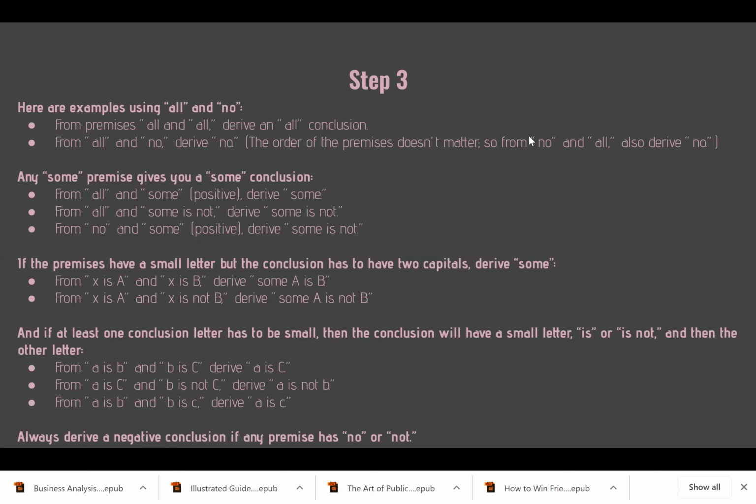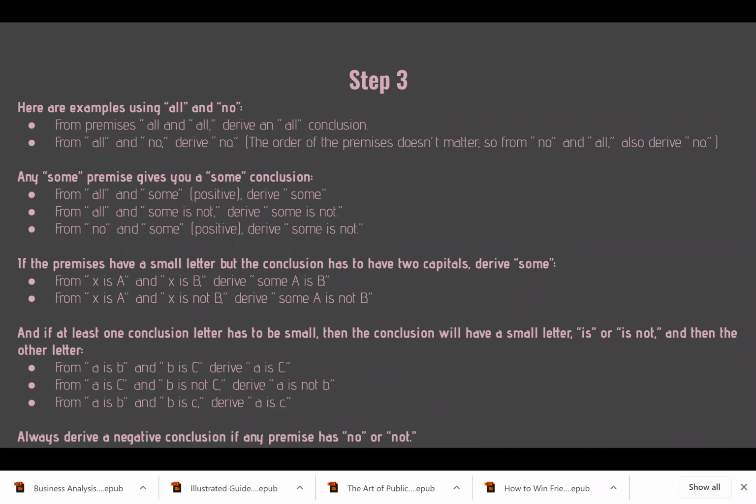If the premises have a small letter, but the conclusion has to have 2 capitals, derive some. From little x is big A and little x is big B, derive some big A is big B. From little x is big A and little x is not big B, derive some big A is not big B. And if at least one conclusion letter has to be small, then the conclusion will have a small letter, is or is not, and then the other letter.